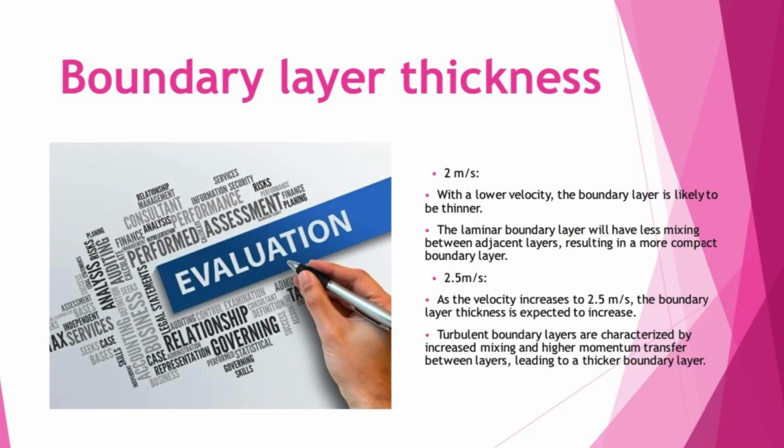Second, I want to talk about the boundary layer thickness. At 2 m/s, with a lower velocity, the boundary layer is likely to be thinner. The laminar boundary layer will have less mixing between adjacent layers, resulting in a more compact boundary layer. Next, at 2.5 m/s, as the velocity increases to 2.5 m/s, the boundary layer thickness is expected to increase. Turbulent boundary layers are characterized by increased mixing and higher momentum transfer between layers, leading to a thicker boundary layer.